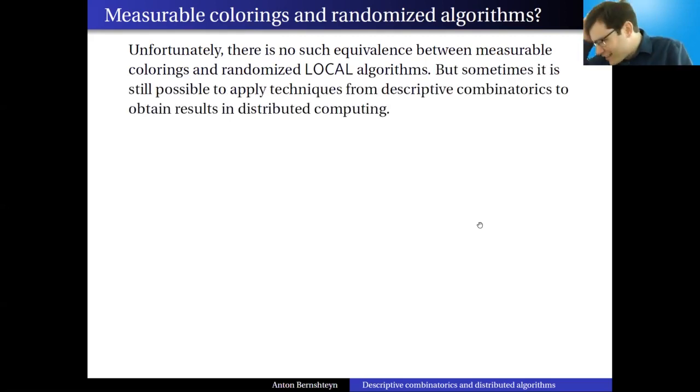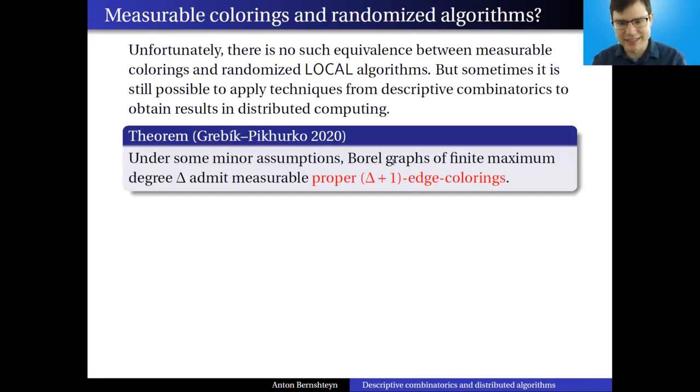But nevertheless, I still retain hope that there is something here even for measurable colorings. It's something we just don't have the right notions maybe isolated yet. We don't need to talk about distributed algorithms, something maybe more subtle than that to get the right combinatorial characterization. And one of the reasons why I believe that something like this can be possible is that even though there is no such formal correspondence, it is still sometimes possible to apply techniques from descriptive combinatorics to get results in distributed computing. And a nice recent example of this is this theorem of Grebík and Pikhurko, which answered a long-standing open problem in measurable colorings.